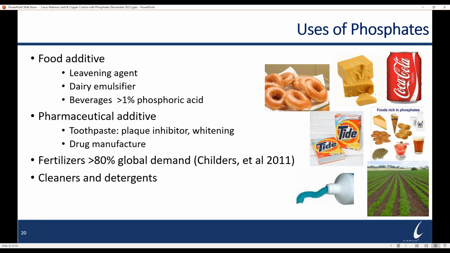By far, the largest use of phosphates is in fertilizers. 80% of the global demand is in fertilizing fields out there in the US and worldwide. They're also sometimes in cleaners and detergents. So if you look at your box of Tide or your dishwasher detergent, they might have phosphate compounds listed. A lot of them have slowly been replaced over time with other components that aren't phosphate based, but you might still see them in some of those detergents and cleaners. So phosphate use is all around us. It's in things we consume. So adding it to drinking water at much lower levels than what we consume in food shouldn't be a concern for anyone.